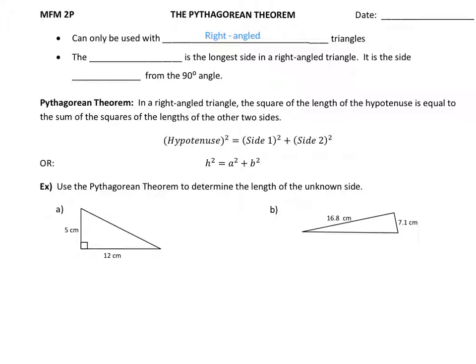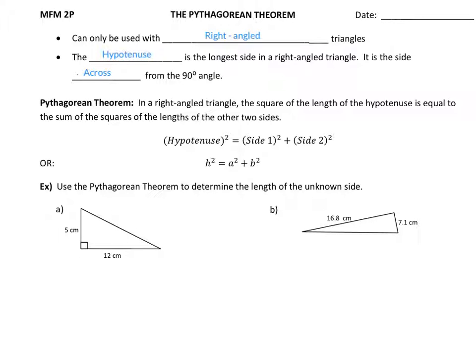From there, we know that the longest side in your right-angled triangle is always called the hypotenuse. So in the second blank here, we're going to put the word hypotenuse. And that hypotenuse will always be the side that is across from your 90-degree angle. Across from your 90-degree angle. So it's always opposite to that 90-degree angle. We'll talk about that more. It's really important that you make sure you know what that means.